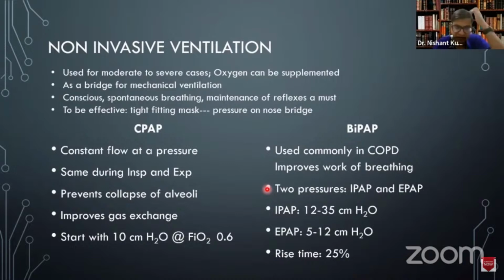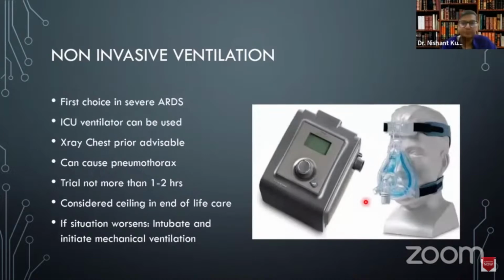You start at 10 centimeters of water with an FiO2 of 0.6, and then you upgrade it or downgrade it. With the BiPAP, you can vary the amount of pressure that is applied during inspiration and expiration. Again, it improves the work of breathing, commonly used in COPD, where PEEP is more important than the inspiratory pressure. So these are the usual settings that you keep for COPD. You start with this therapy, and then again you increase or decrease as per need.